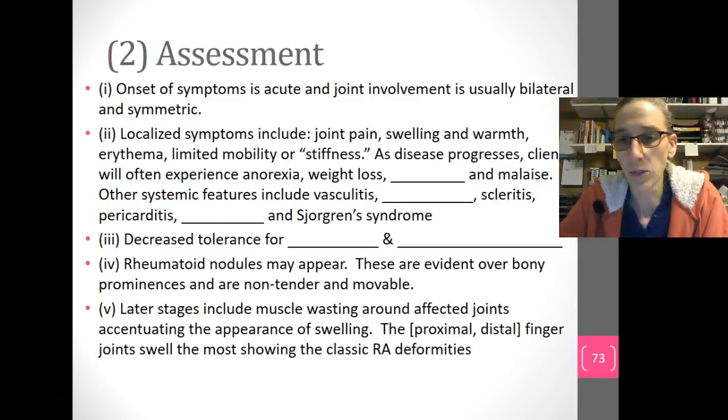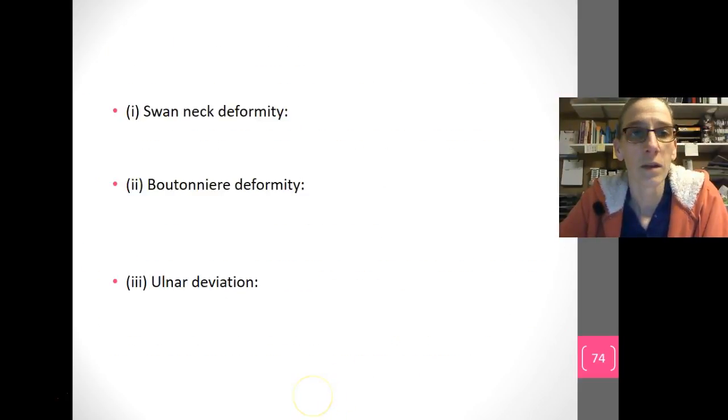All right, is it the proximal or the distal finger joints that swell the most, showing the classic RA deformities? Again, hopefully you'll take the time to look this up. But the answer is proximal. Proximal finger joints swell the most, showing the classic RA deformities. Okay. All right, different types of deformities: swan neck deformity, boutonniere deformity, and ulnar deviation. Okay.